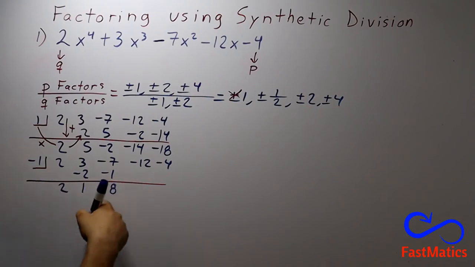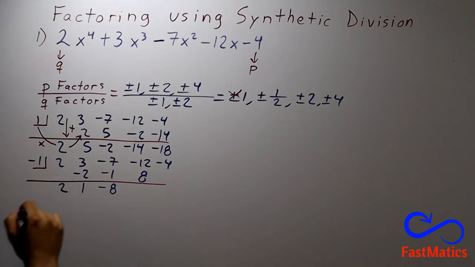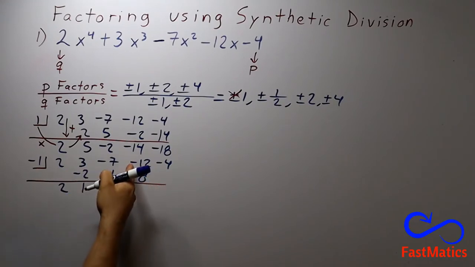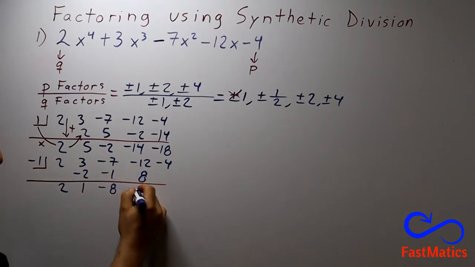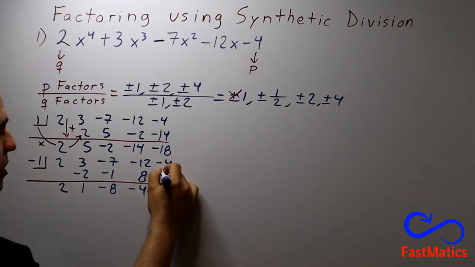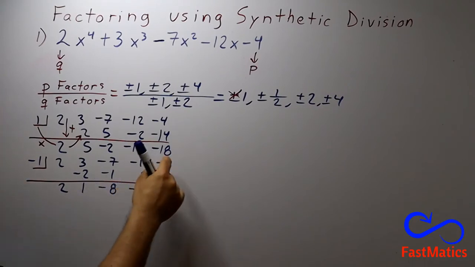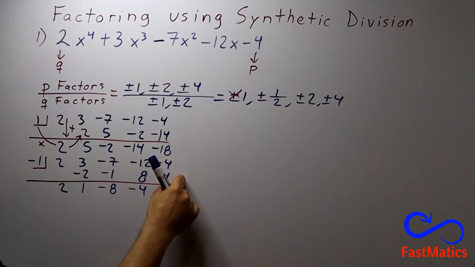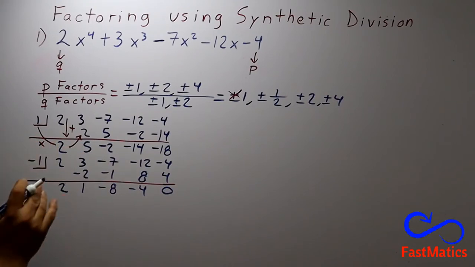After that, negative 1 times negative 8 is plus 8. After that, negative 12 plus 8 is negative 4. Finally, negative 1 times negative 4 is plus 4. And negative 4 plus 4 is 0. Yeah, so we have found a number that can help me.